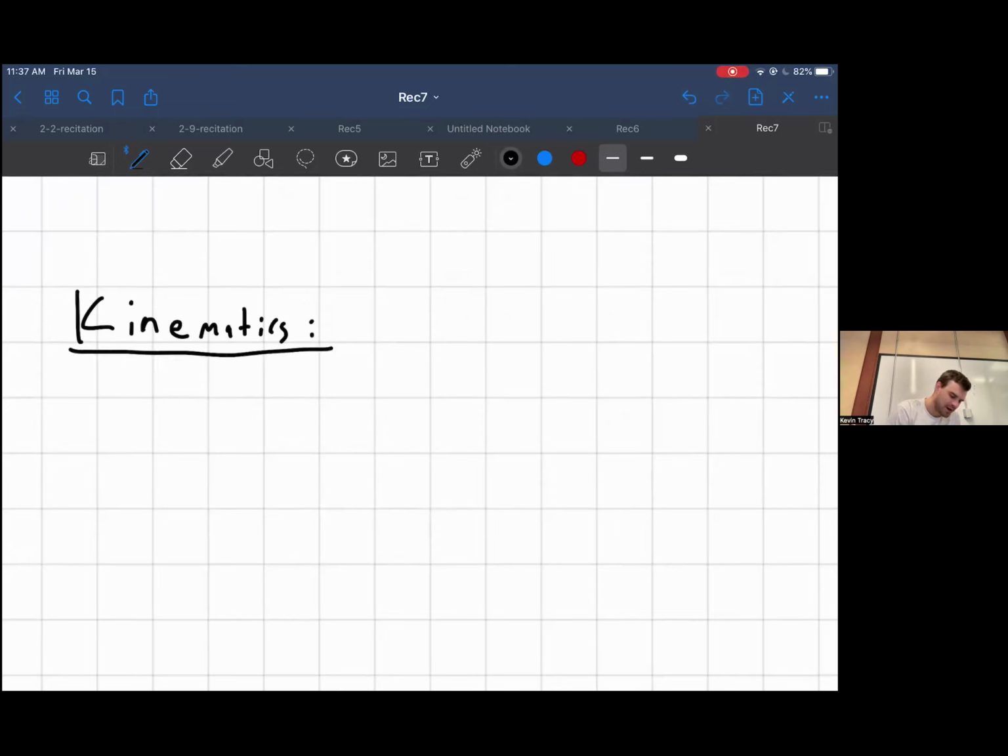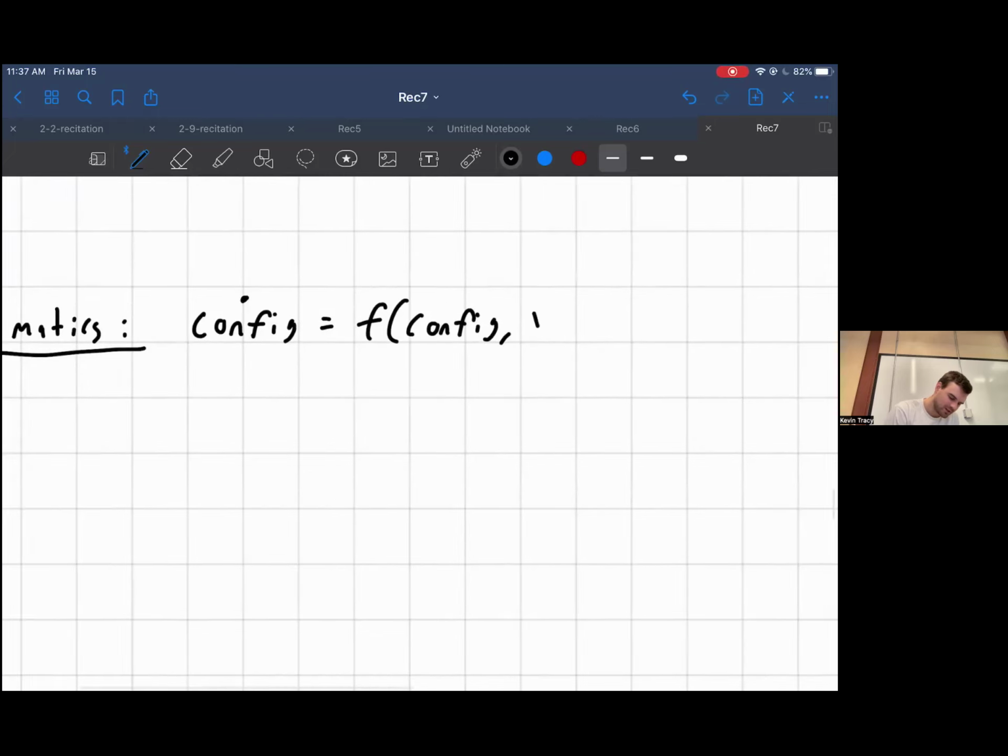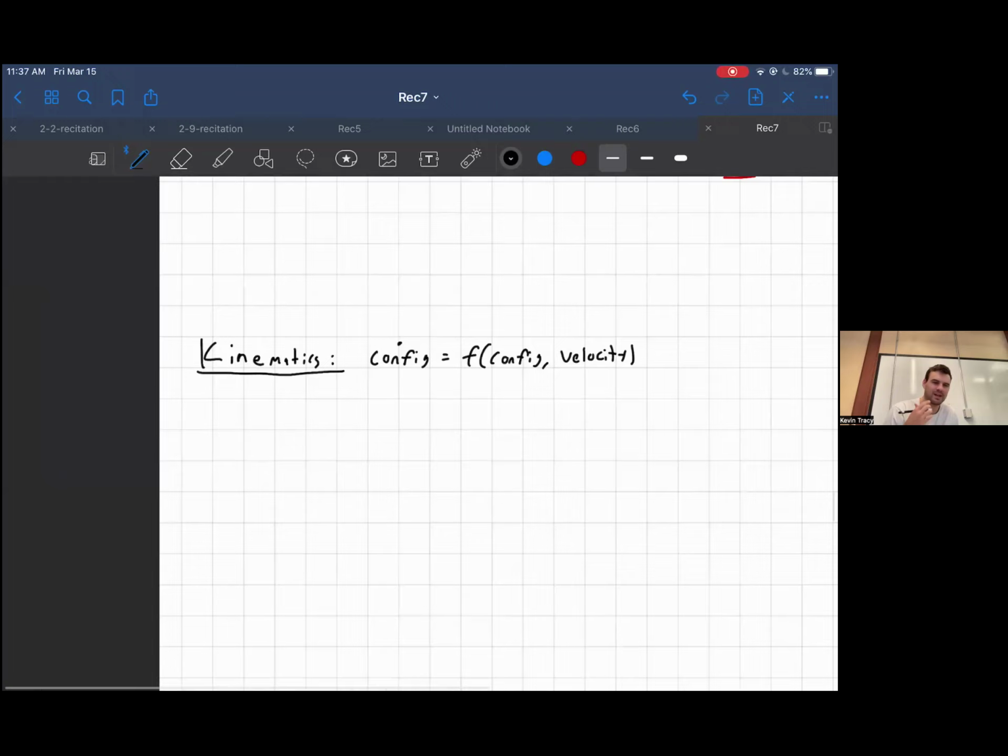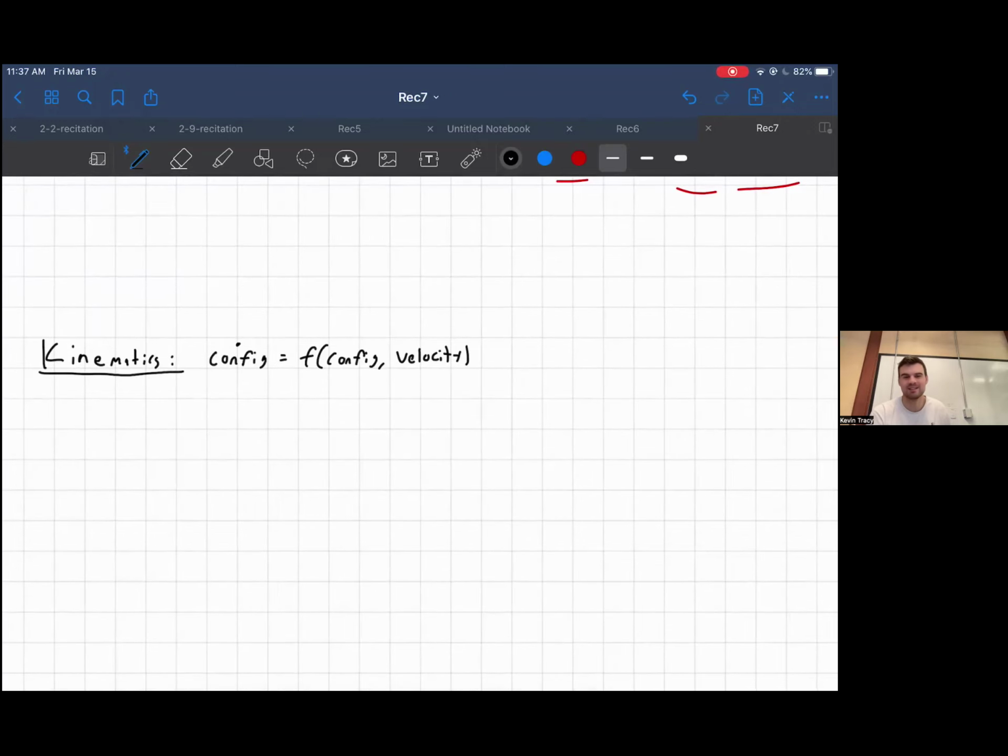And this is just like I have some element of configuration. Config dot is some function of config and velocity. This is what kinematics means. So dynamics is how I get accelerations as a function of config and velocity. Kinematics is just config dot as a function of config and velocity.